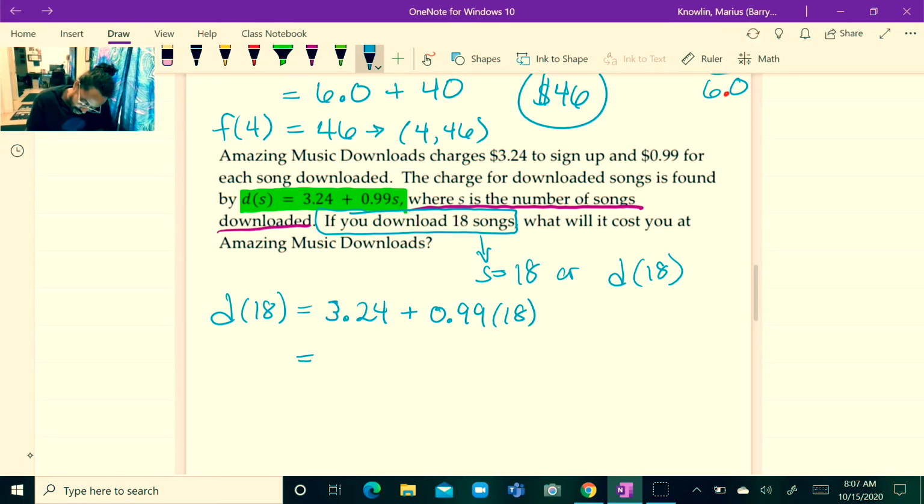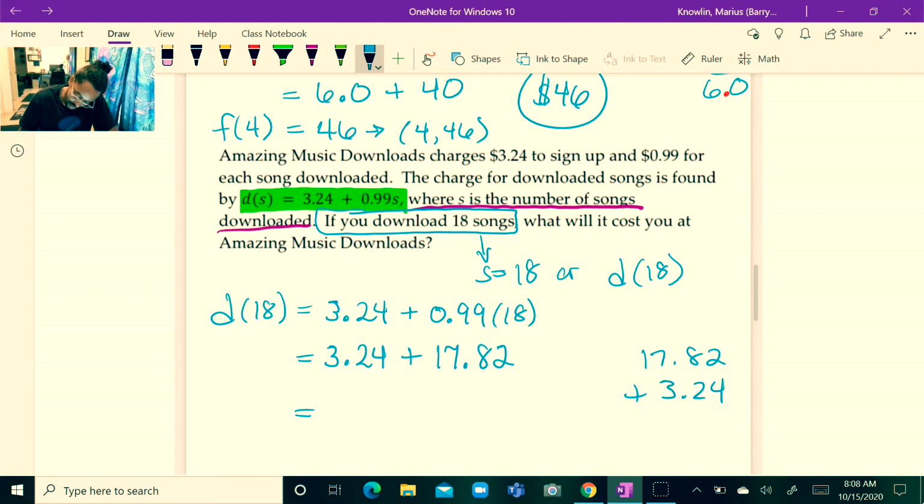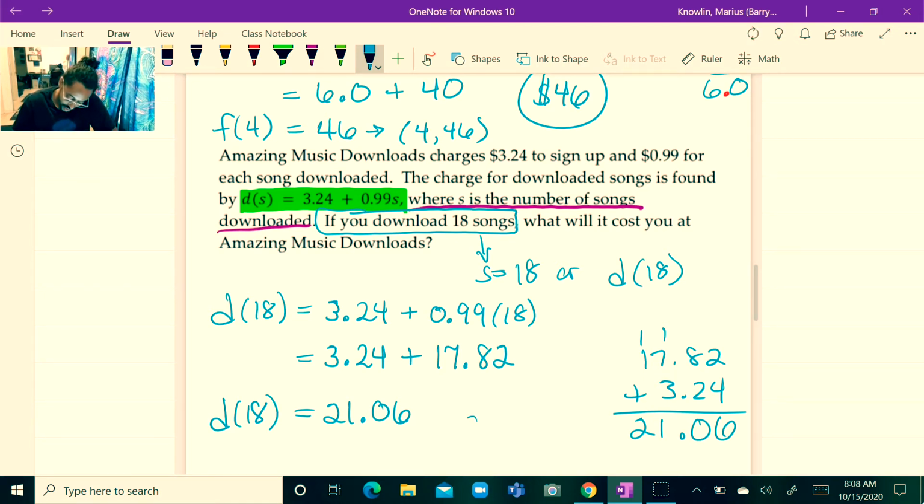And when we do that, we're gonna get 3.24. So as I was saying, we would use a calculator to multiply. You can multiply this out by hand, but when you do that, you're gonna get 17.82. And now we just add. So 17.82 plus $3.24. It's gonna be 6, 10, carry the 1, that's 10, that's 11, carry the 1, that's 2. So our final answer is 21 and 6/100. So D of 18 is equal to 21.06.